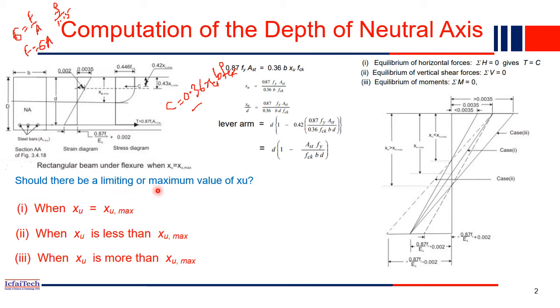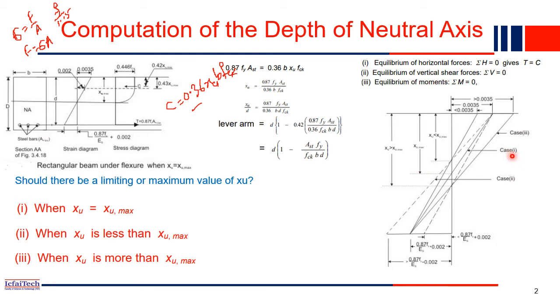So should there be a limiting or maximum value of XU? Yes, there is a limiting value. The XU value, or depth of the neutral axis, should not be more than a certain limit. So now, if you see, this is a figure. This is the strain diagram, the same diagram, I just enlarged it. And different cases are there.